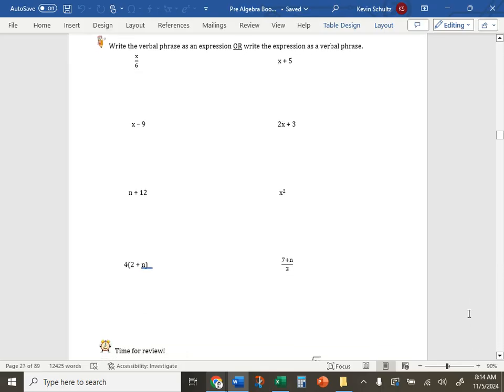I believe in you. It says write the verbal phrase as an expression or the expression as a verbal phrase. There aren't any verbal phrases on this page. I clearly just copy and pasted the directions from the previous one. So you're writing the expression as a verbal phrase, okay? This one, what does that mean? Division. How would you write it as a verbal phrase? You can't just write the word division. A number divided by 6.